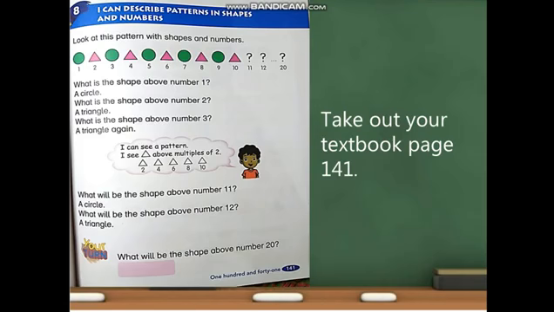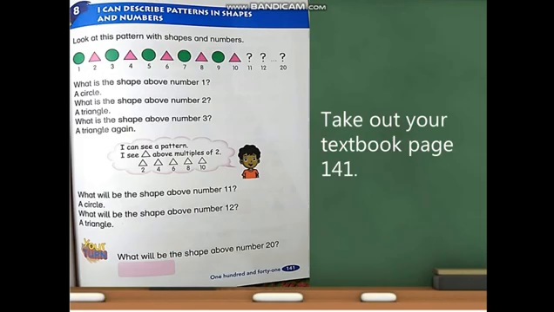So, what is the shape above number 1? Yes, a circle. What is the shape above number 2? A triangle. What is the shape above number 3? Yes, it's circle. I can see a pattern. I see triangles above multiples of 2. You can see triangles above 2, 4, 6, 8, 10, and so on.